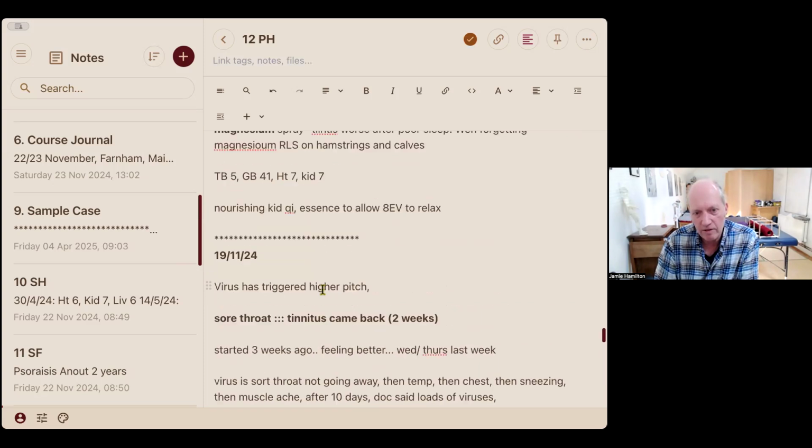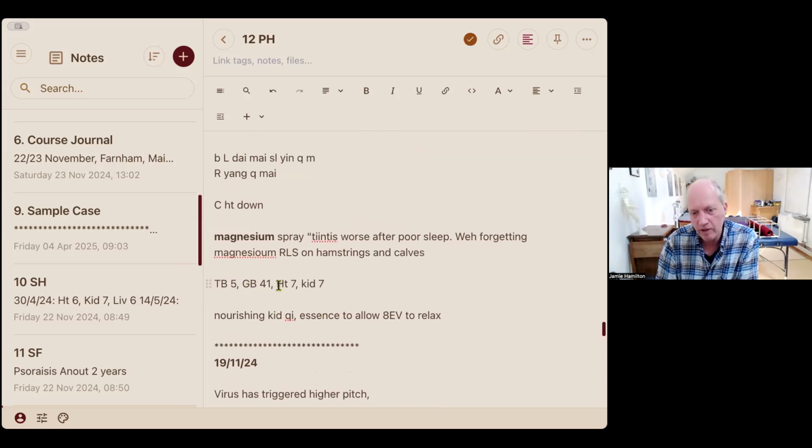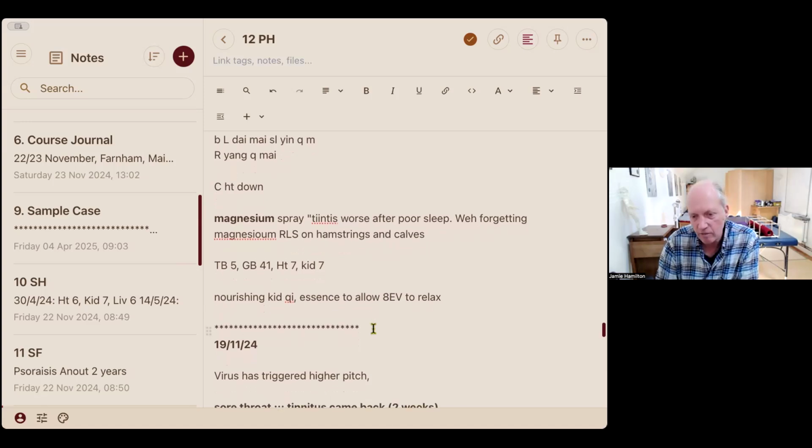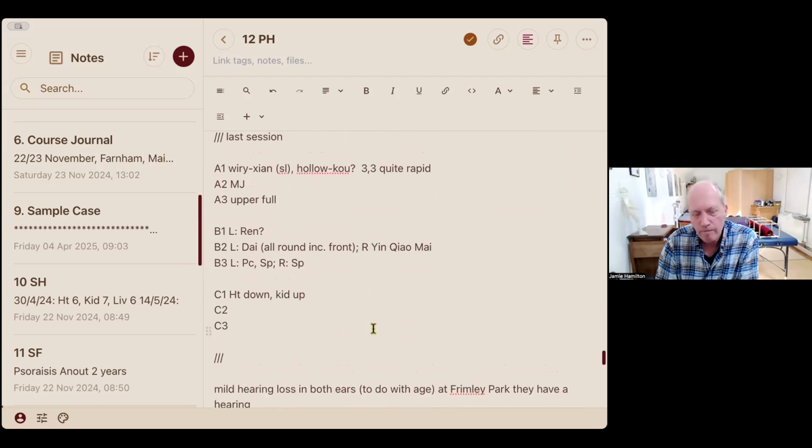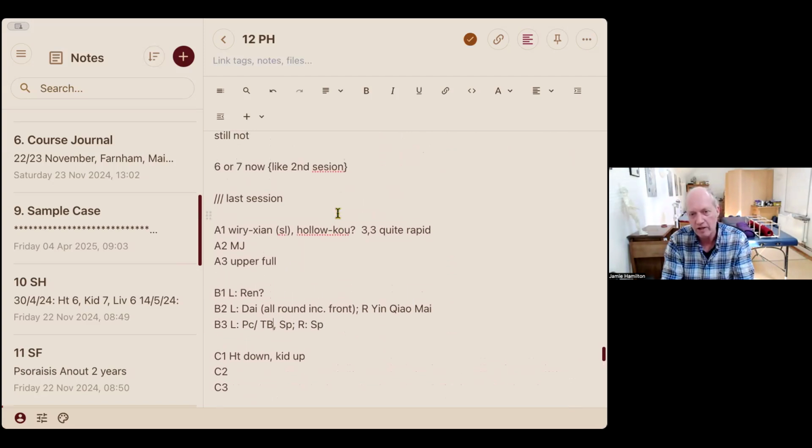So yeah, these are the points that I did then: triple burner 5, gallbladder 41, and heart 7, kidney 7. So nourishing the kidney, allow the 8 extraordinary vessels to relax. So basically it's showing these things are there as well. How those relate to her pathologies remains to be explored, but the pericardium pulse is also for the triple burner, so that relates to her tinnitus, and I think it was left-sided tinnitus. I mean, the tinnitus was only in her left ear.